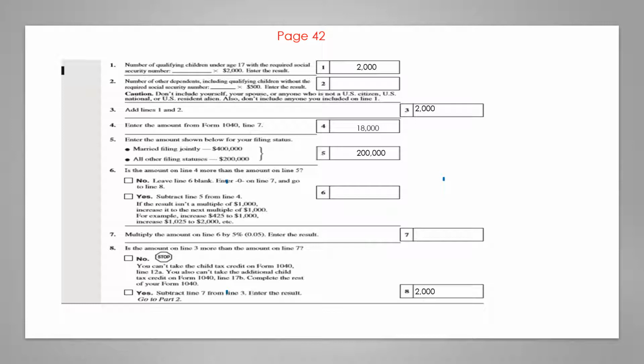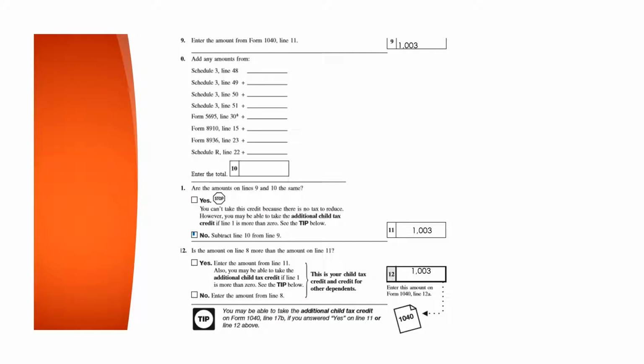On line 6, line 4 is not more than the amount of line 5, so we leave line 7 blank and go to line 8. You subtract 7 from 3. Since 7 is 0, line 8 is $2,000. On line 9, we put the amount from line 11 of your Form 1040, which was $1,003. We don't have any of the amounts on line 10, so we carry line 9 down to line 11.